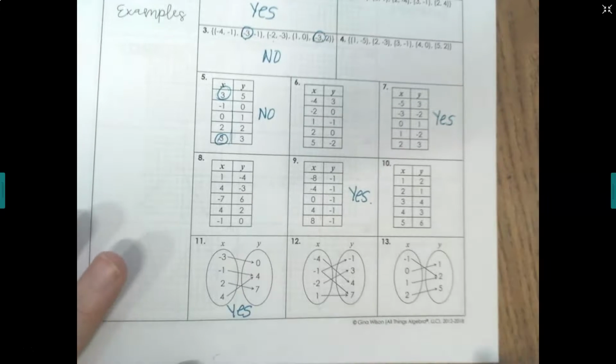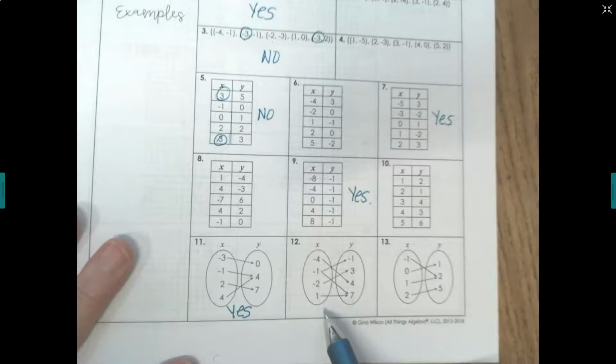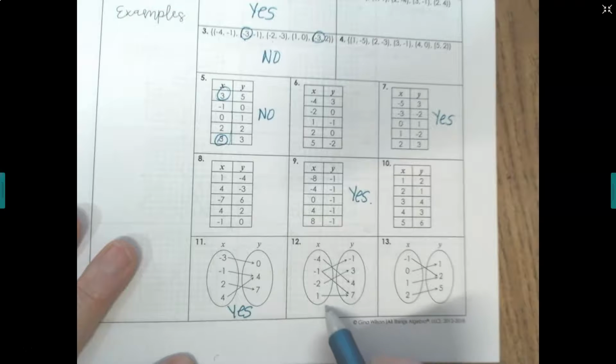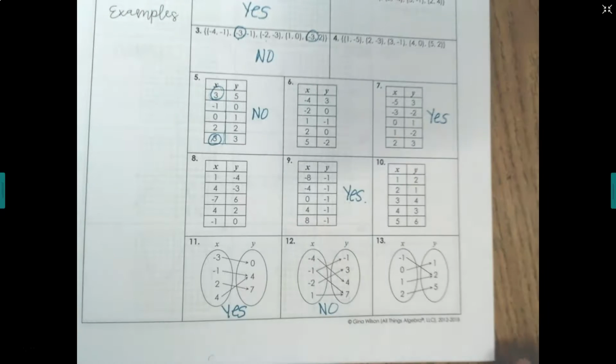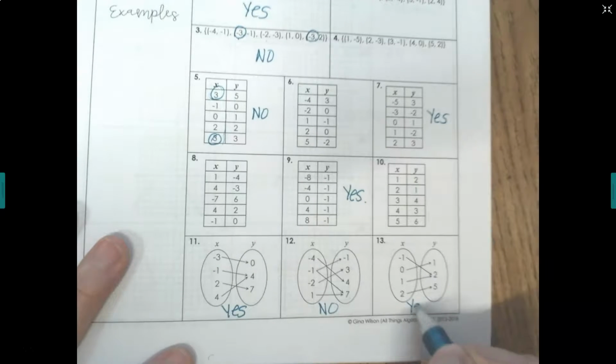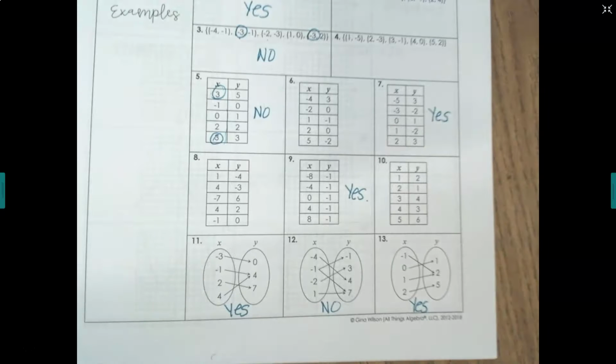Okay. If I look at number 12, -4 has one arrow, but you see how -1 has 2 separate arrows coming off of it? That means -1's being used twice, once with -1 and once with 7. So because the x value is being repeated, it is not a function. In number 13, take a look at your x values. They each only have one arrow coming off of them, so this is a function.